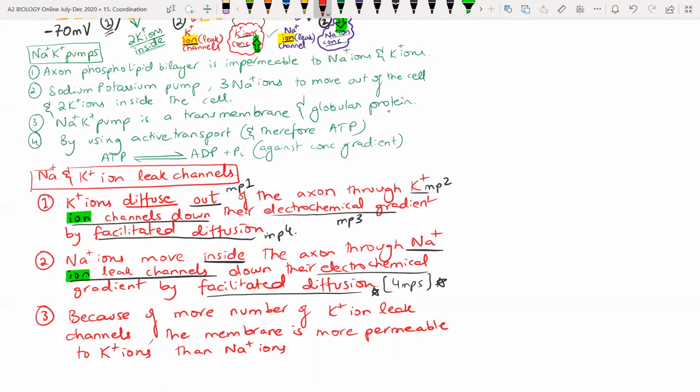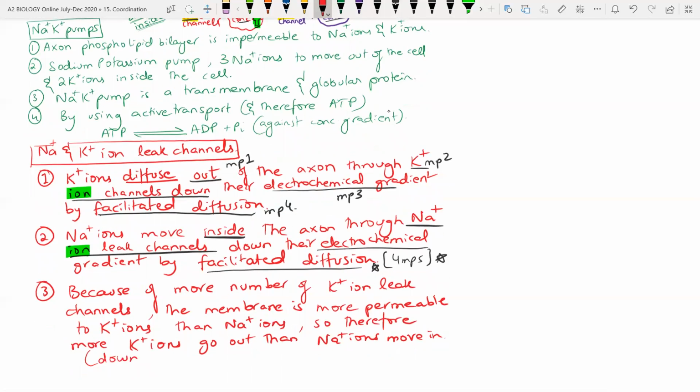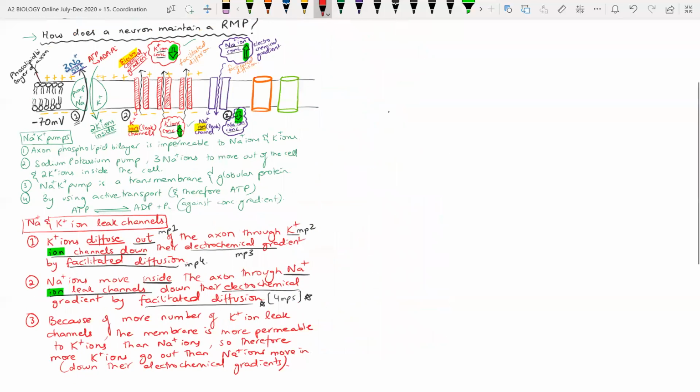So therefore more potassium ions go out than sodium ions move in, of course, down their electrochemical gradients. All right, there you go.